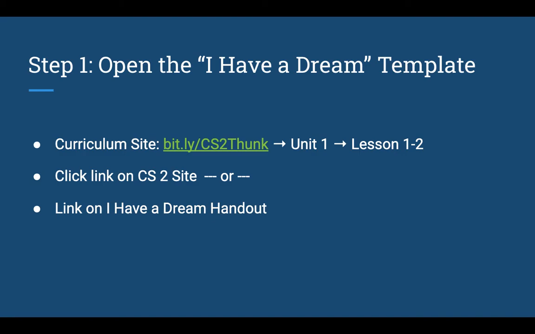The way you get to this is, on the curriculum site, which I hope I've linked enough times, it's lesson 1.2, and there's a template, and it's really important that you open the template first because I put all the media that you need on the template. So the images you're going to use and the sound files, which are the speeches, they're in the template. So you need to navigate to bit.ly/cs2thunk. That's just a bit.ly I created today. This I Have a Dream app is lesson 1.2. And so on the CS2 site or the I Have a Dream handout, you can click and it should open the template. You'll make a copy of the template and you'll build from there.